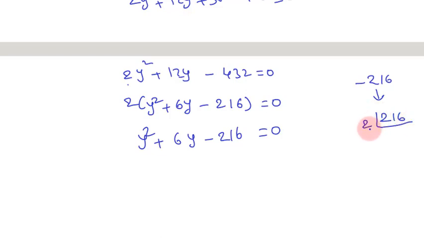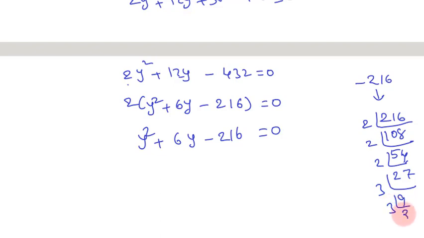This can be written as 2 times 108, again 2 times 54, again 2 times 27, again 3 times 9, 3 threes. Now this we have to write as a product of two numbers whose sum gives us 6. So in what manner can we write it? Let us observe that.